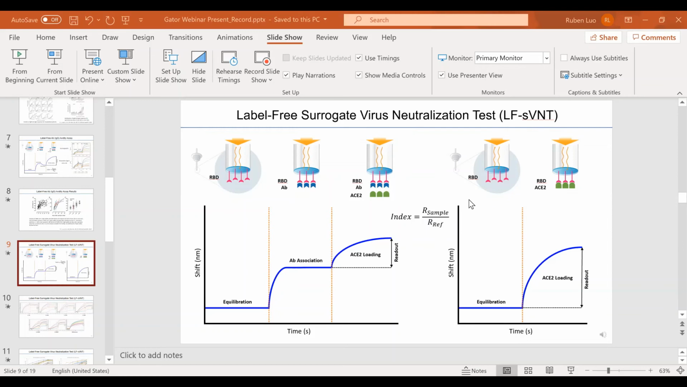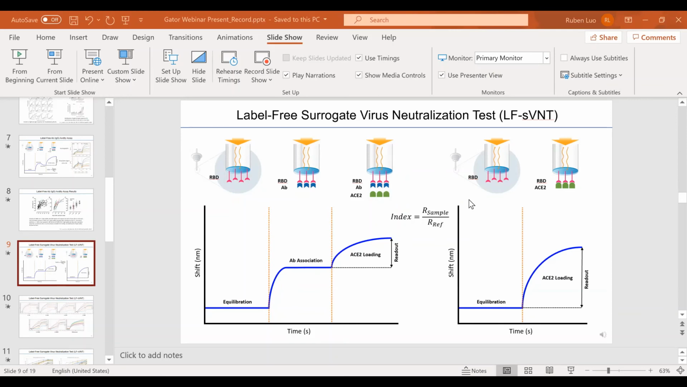But I know Gator also has other ways to immobilize molecules. Actually, you have a number of choices. So I think in the future, if there's an even more convenient or more efficient way of immobilizing RBD, then I'm sure Gator will take that to do it.